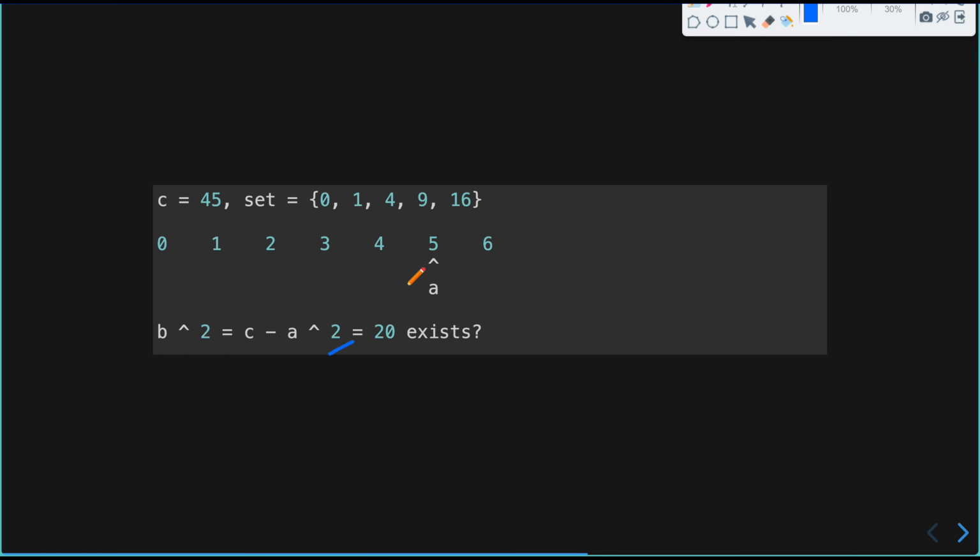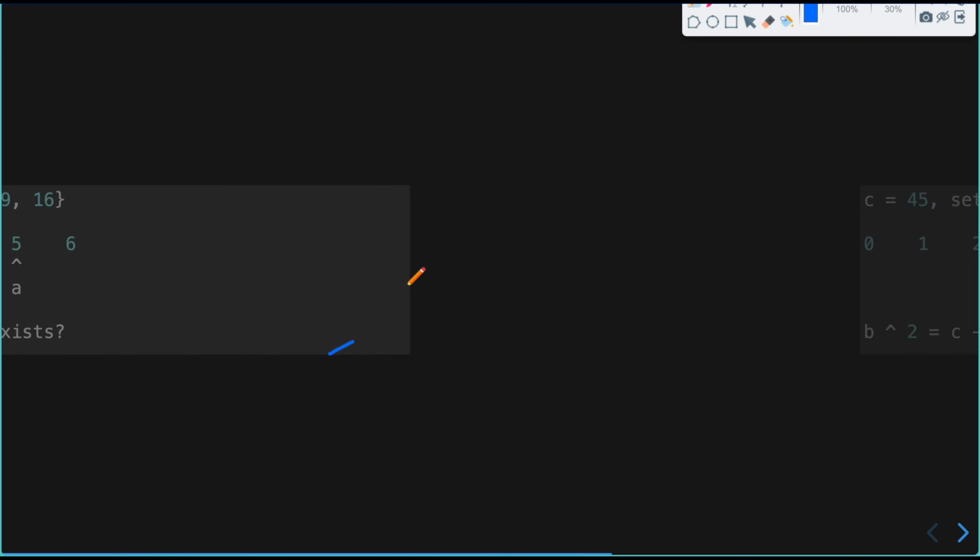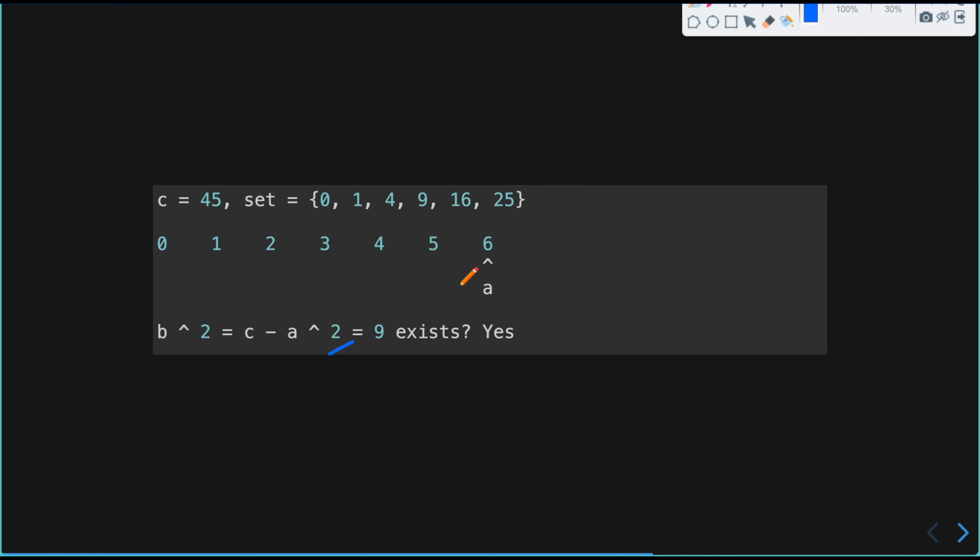Now we look out for 20 in the hash set and the answer will be again no. Now comes the interesting case. Now a is equal to 6 and that is 36, right? But we already added 9 to the set. So that means we now found a pair such that 36 plus 9 is equal to 45, and in this case we will return true.